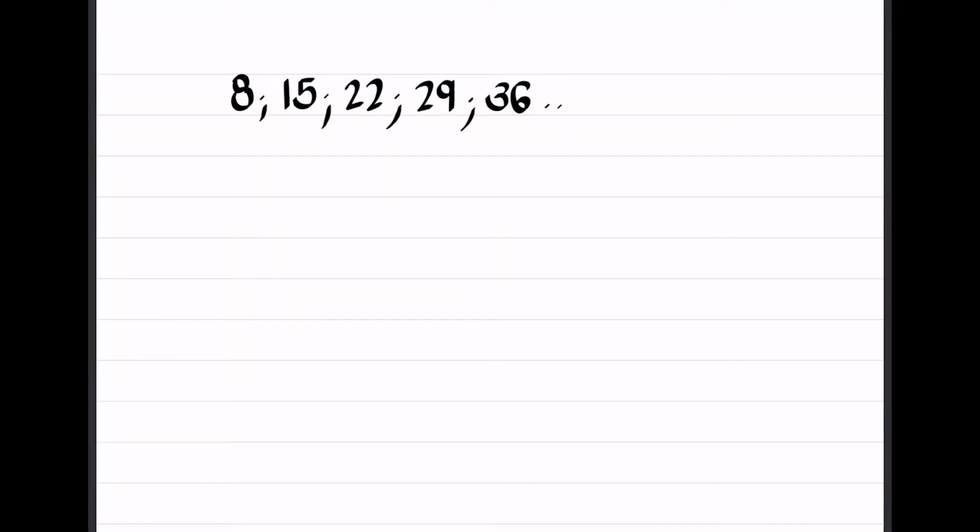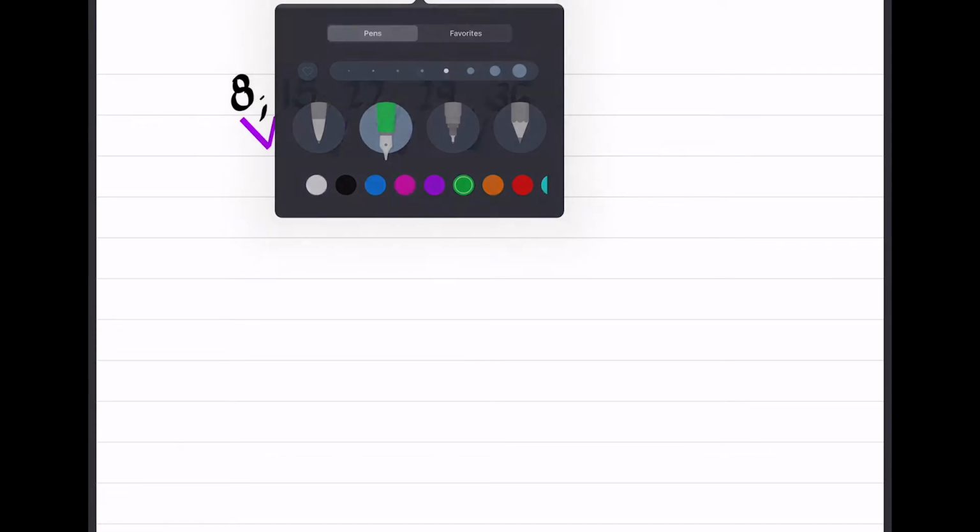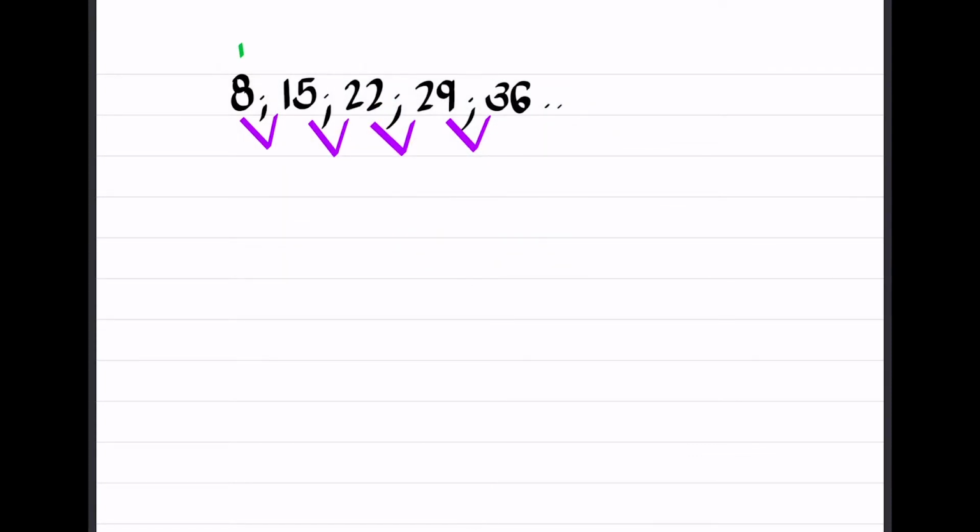So in our first example, we have 8, 15, 22, 29, and 36. Our first step is to find our difference, so we're going to see if it's a constant first difference. In order to do that, I'm going to identify first of all that I have term number 1, term number 2, term number 3, 4, 5, etc.